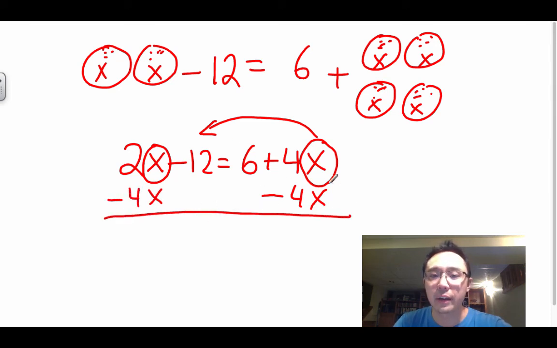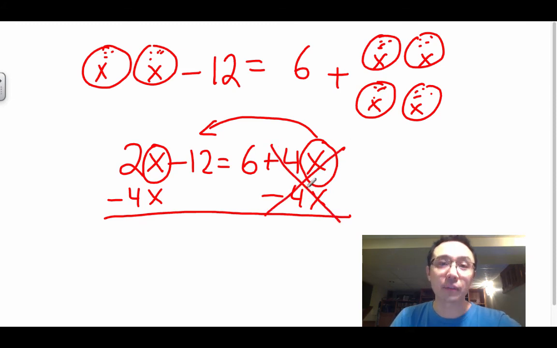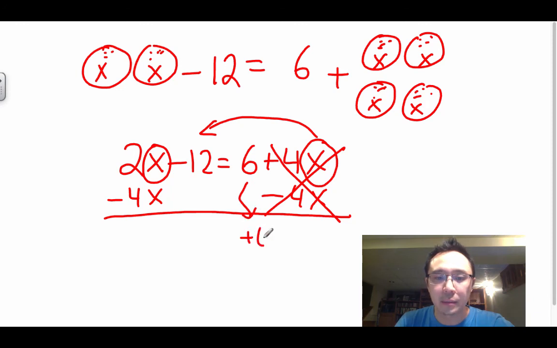Notice it's like a mirror image. They all have to be the same. Plus 4, negative 4, cancels out to 0. That's what I want because I want to get rid of them. This 6 is here, so this is going to be plus 6 is equal to 2x minus 4x, which is negative 2x. But wait a minute, I have this negative 12 now. So this is another step.